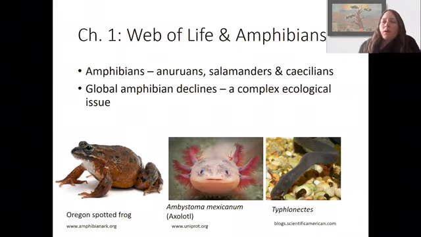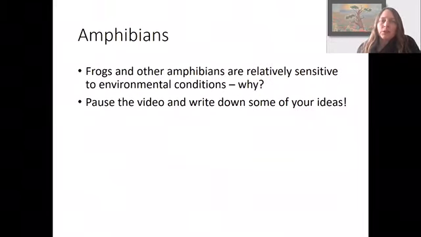So amphibians are salamanders, frogs, which are called anurans, and caecilians, which look like legless snakes, but they're really legless salamanders. And global amphibian declines are an exceedingly complex ecological issue, one that really highlights the interconnectedness of ecology well. So frogs and other amphibians are really sensitive to environmental conditions.